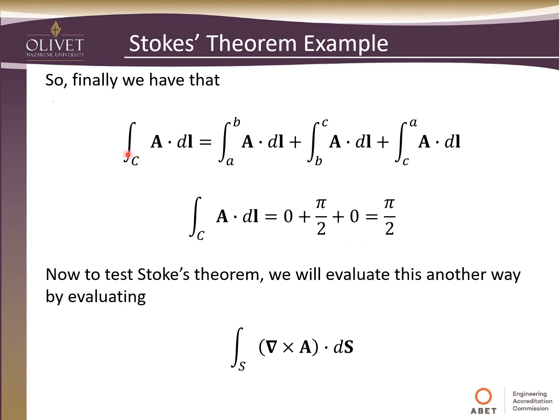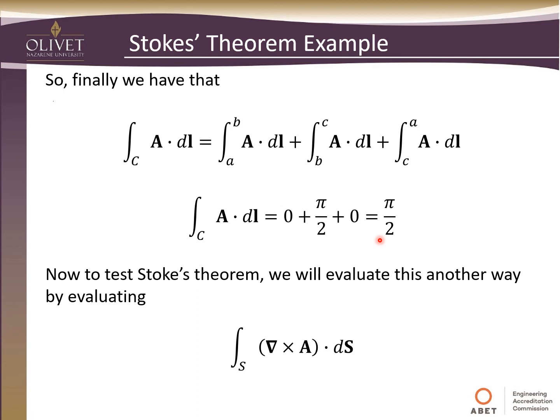So finally, evaluating this line integral, remember from A to B it's 0, from C to A it was also 0. The only non-zero part is from B to C. We just evaluated that on the last slide. It's pi over 2. So the total for this entire line integral is pi over 2.